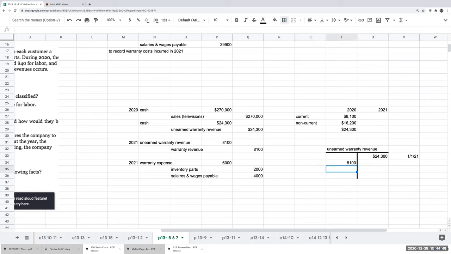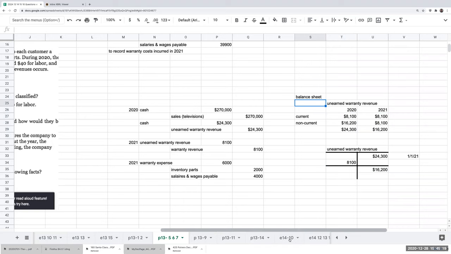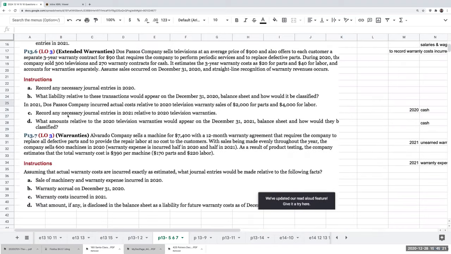And I went through here and recognized 8,100. So my ending balance here is 16,200. My current portion is what I'm going to be recognizing in 2022. And then my obligation beyond that year is going to be over here in a future period, or in 2023. So that's what the balance sheet would look like. So that is problem 13.6. Look forward to seeing you on the next one.